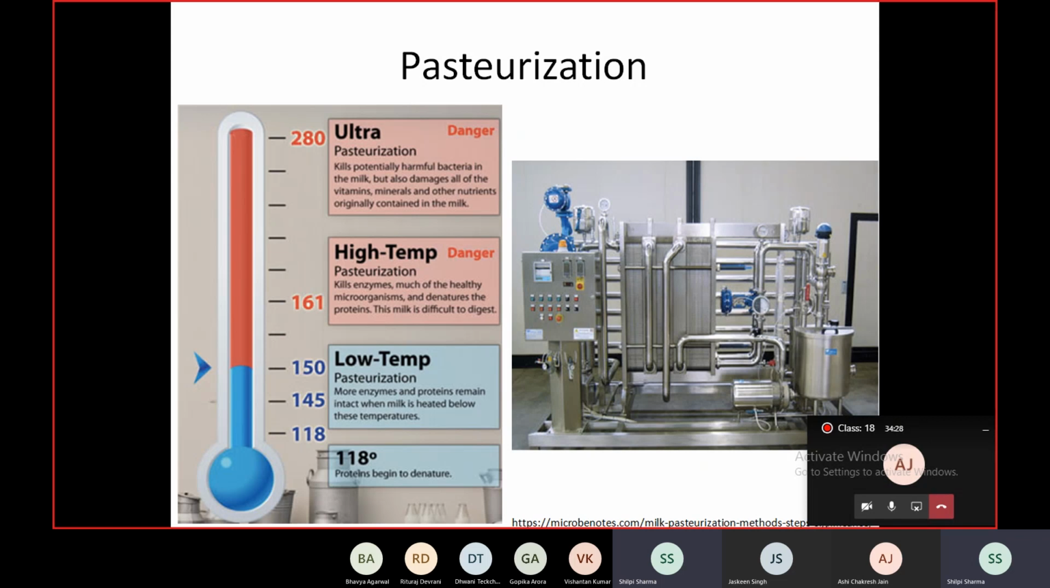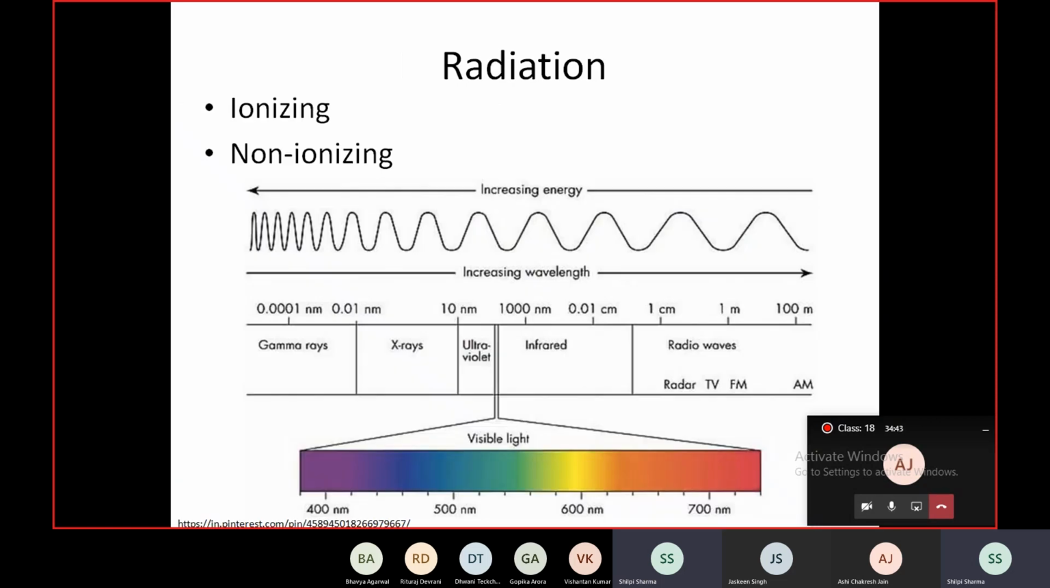And there are different types of pasteurization as well, depending on the temperature and duration of exposure. So you will see that as you increase the temperature, you are actually compromising the milk quality as well. So of course, it will adversely affect the quality of milk.